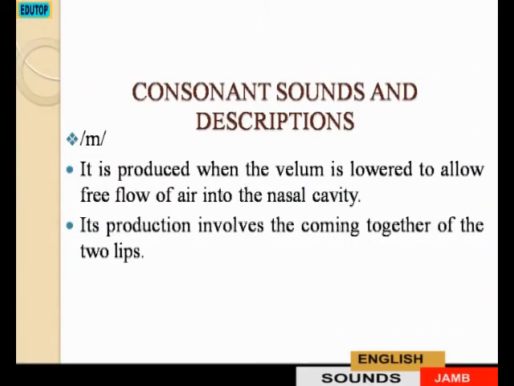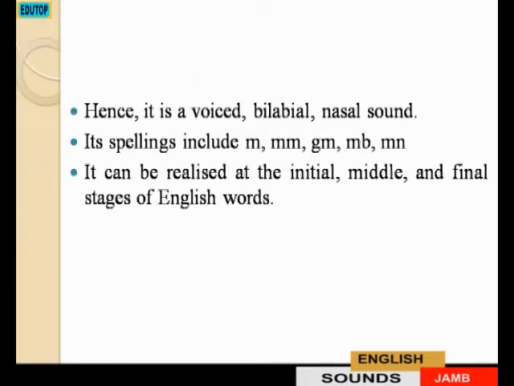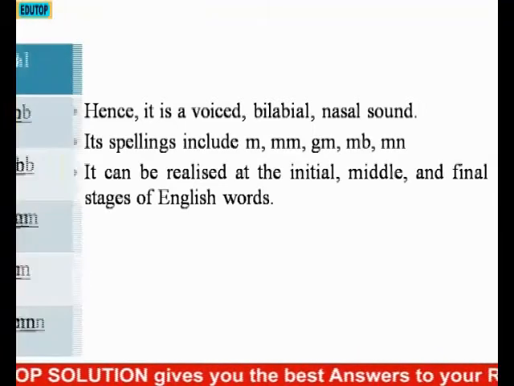M. This is another sound, and it is produced when the velum is lowered to allow free flow of air into the nasal cavity. It engages the two lips during its production, and then it is a voiced bilabial nasal sound. The spellings include M, double M, GM, MB, and MN. This sound can be realized at the initial, middle, and final positions of English words.